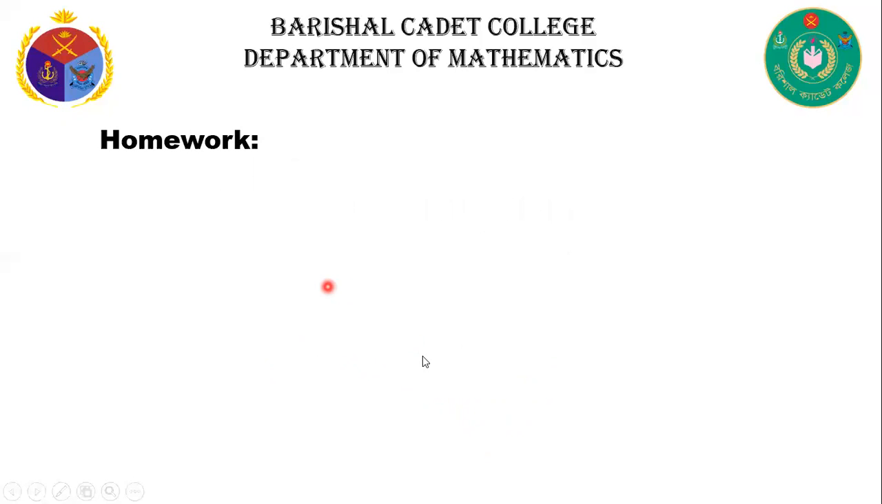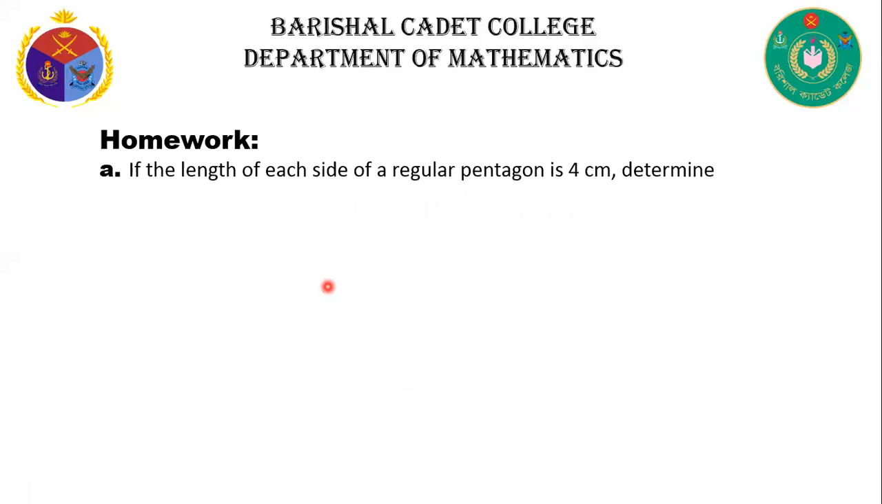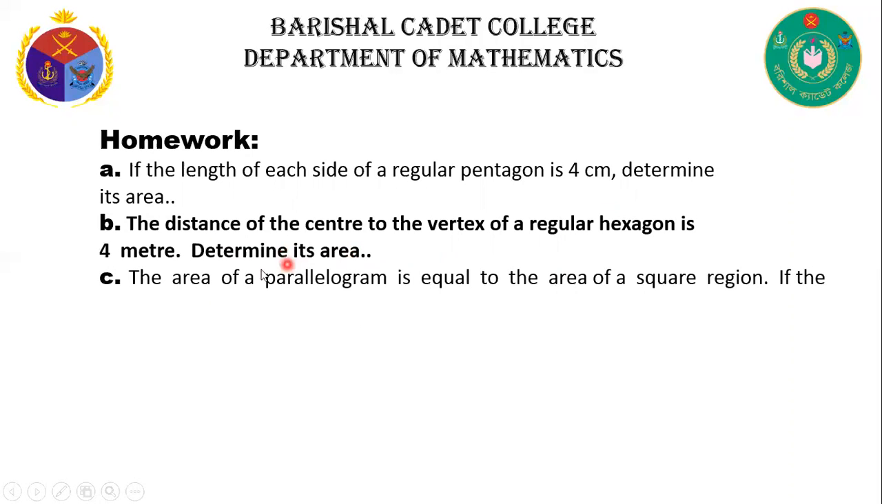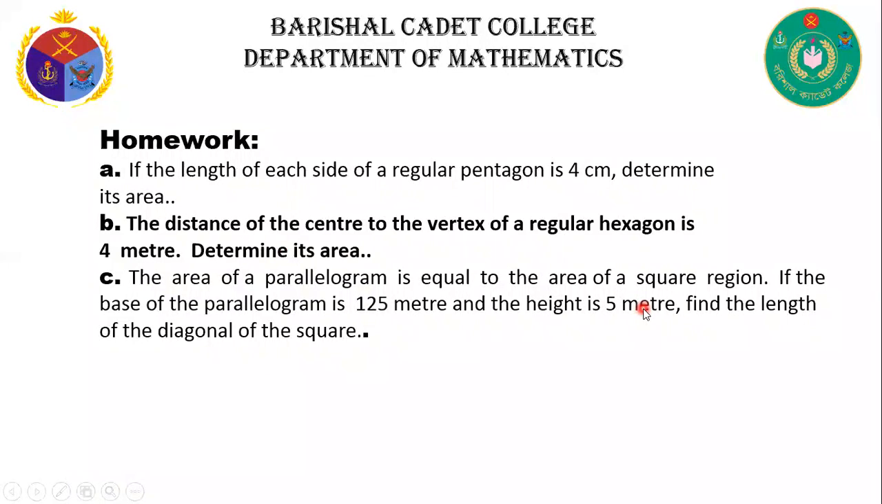Now this is your homework. If the length of each side of a regular pentagon is 4 centimeter, determine its area. Now question number B, the distance of the center from the vertex of a regular hexagon is 4 meter, then determine its area. And now question number C, the area of the parallelogram is equal to the area of the square region. If the base of the parallelogram is 125 meter and the height is 5 meter, then find the length of the diagonal of the square.